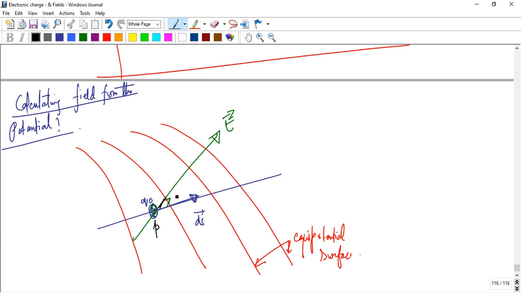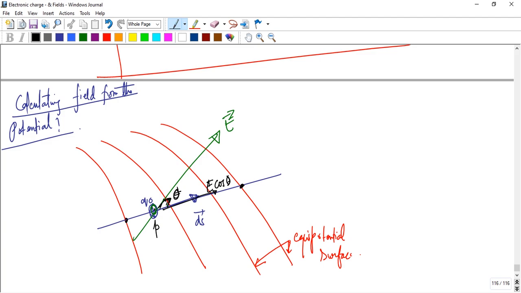If I choose any other value of theta, the field still pierces the surface, but the angle is not 90 degrees. Suppose the angle is theta. The component of E along ds, as the charge moves from here to there, is E cos theta. That is the vector component, where the relation between base and hypotenuse is cos theta. That's a very important concept.